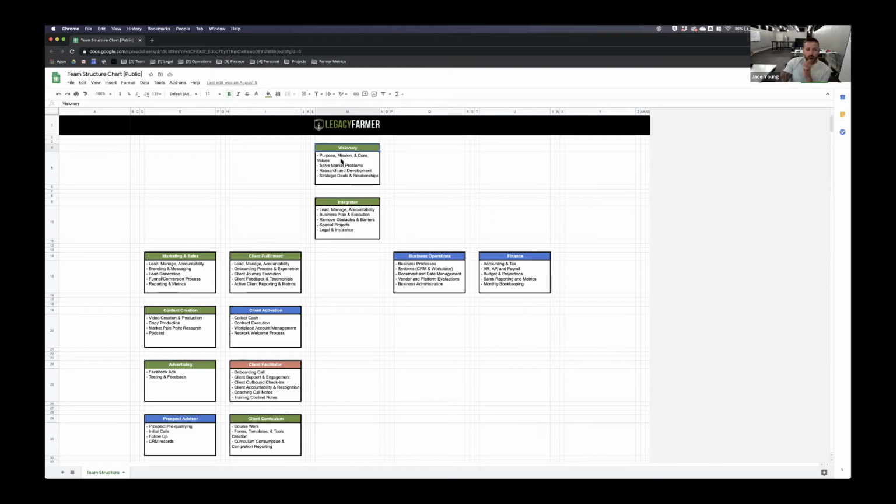So this is how I run things within Legacy Farmer. Okay, so we have our top role here. We have top two roles, and then we have what's called the business discipline roles right here. Okay, so the top role is the visionary.